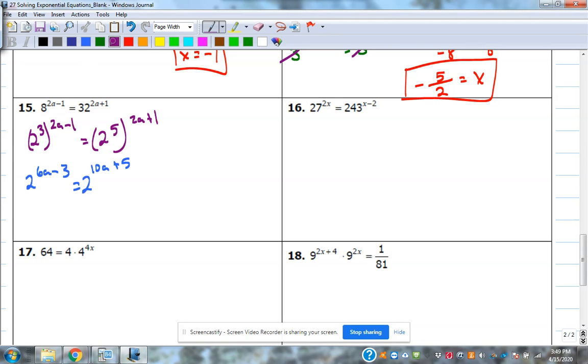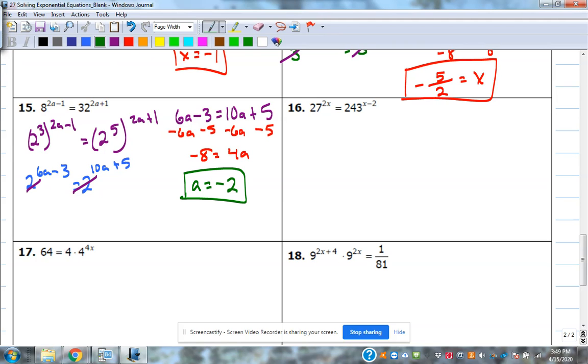And then I'm dropping the bases. 6a minus 3 equals 10a plus 5. That's the equation I'm solving. So I'm going to subtract 6a, subtract 5. That's going to be negative 8 is equal to 4a. And so a would be negative 2.